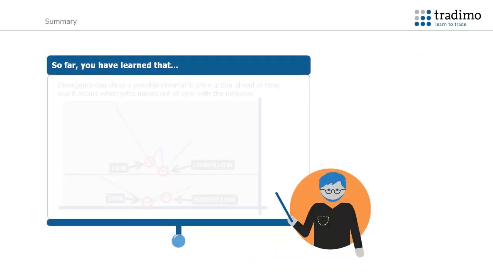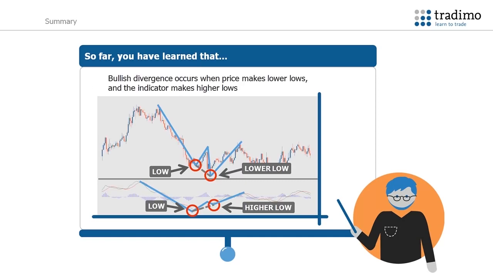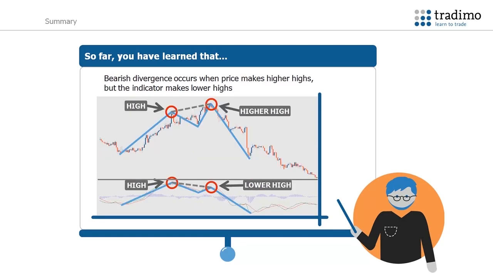So far, you have learned that divergence can show a possible reversal in price action ahead of time, and it occurs when price moves out of sync with the indicator. Bullish divergence occurs when price makes lower lows and the indicator makes higher lows. Bearish divergence occurs when price makes higher highs, but the indicator makes lower highs.